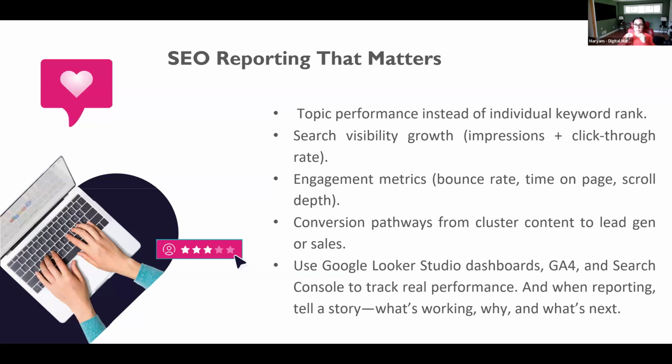So you want to look at your topic performance instead of individual keywords. You want to see which page topic did much better for you. You want to look at your search visibility growth, the number of impressions you got, and then your click-through rates. And that's CTR, okay? So how many impressions did this topic get, and how many people clicked, and what was the ratio of that?